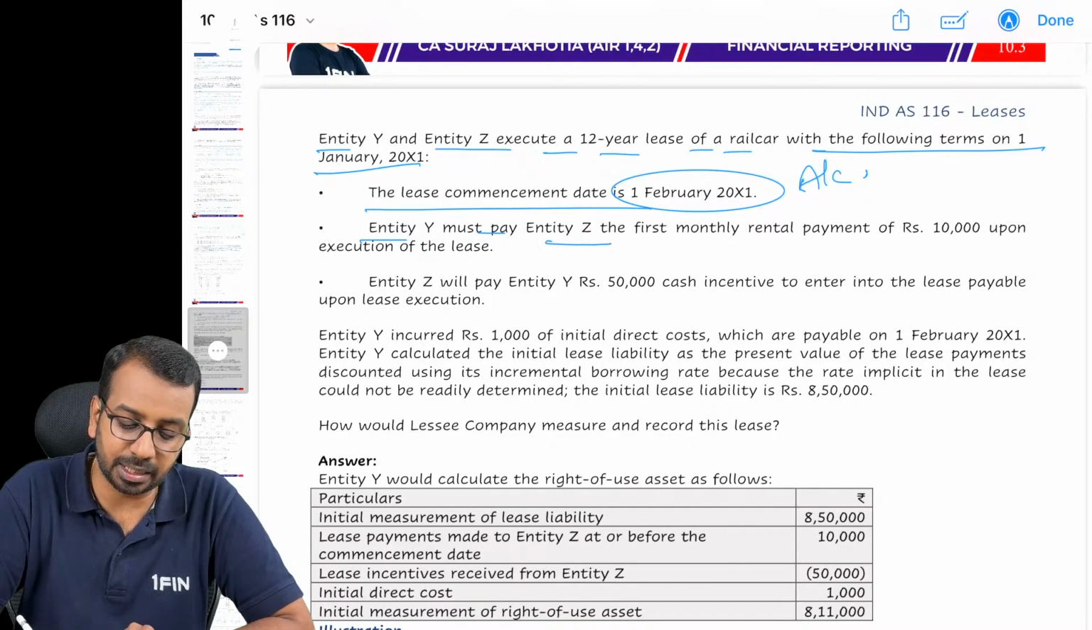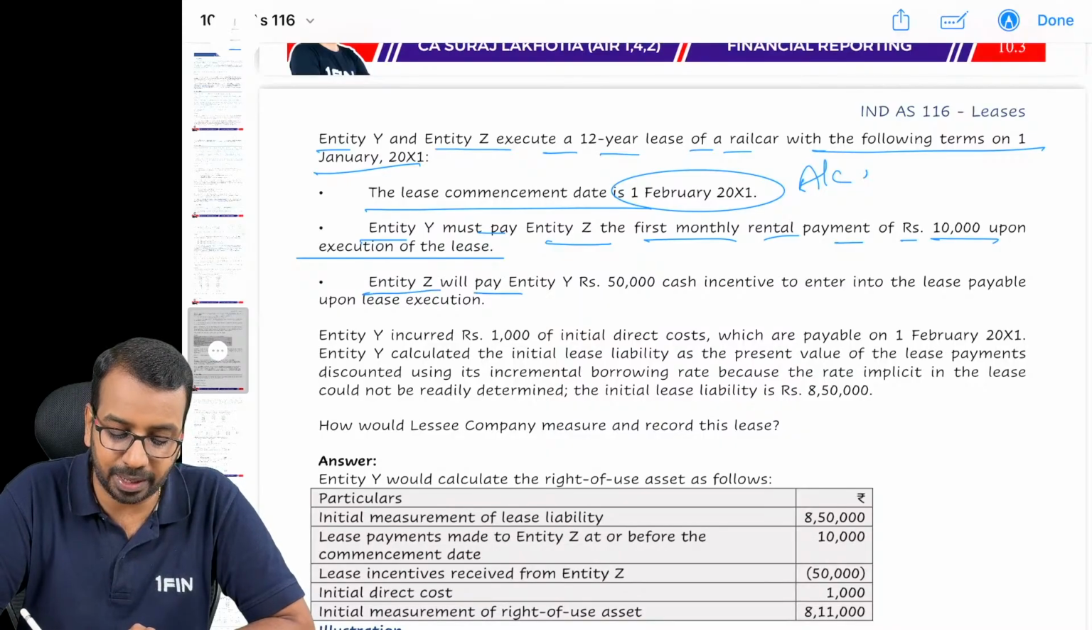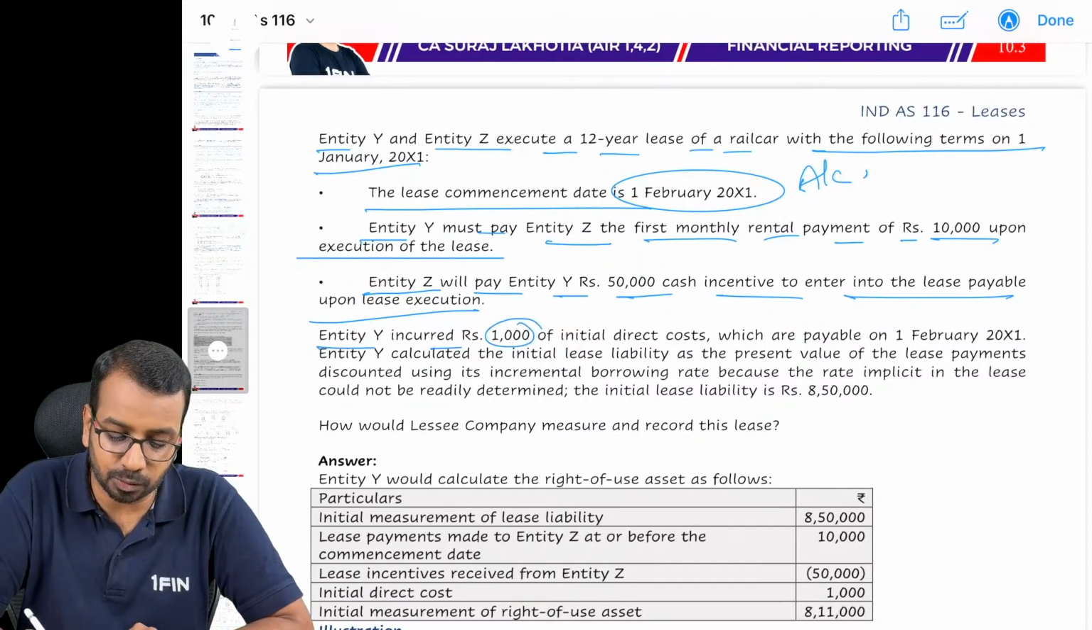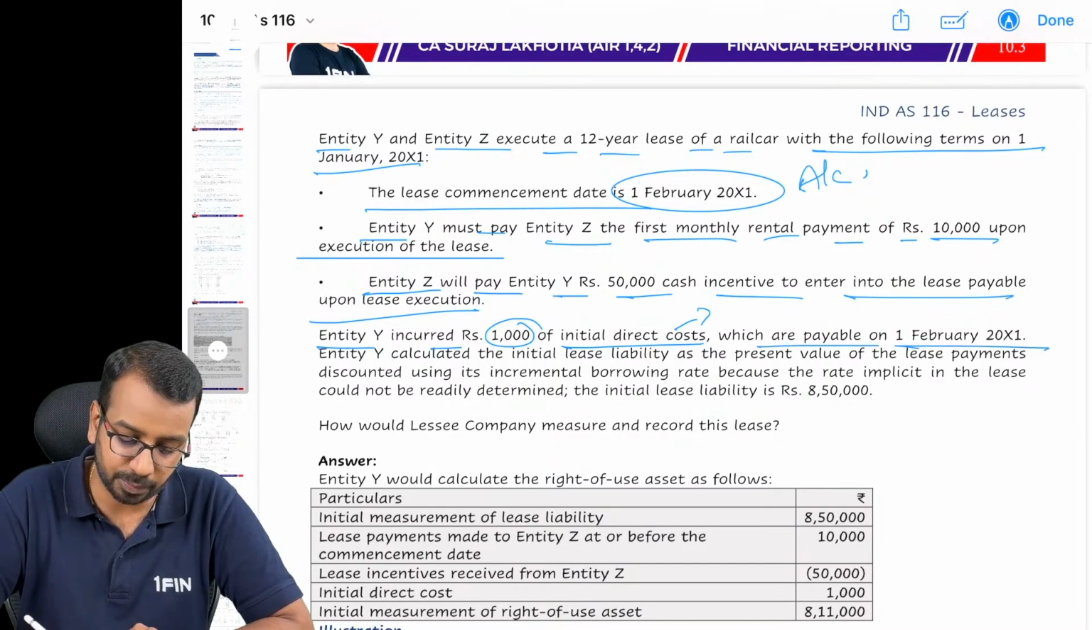Entity Y must pay Entity Z the first monthly rental payment of 10,000 upon execution of the lease, more like an advance payment. Entity Z will pay Entity Y 50,000 cash incentive to enter into the lease, payable. We will reduce that. Entity Y incurred 1,000 of initial direct cost. This will be added to right of use asset, which are payable on 1st of February.